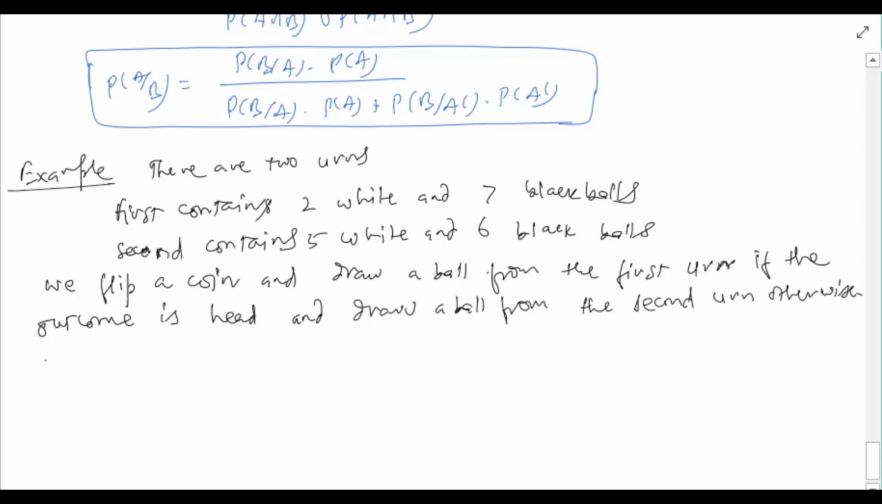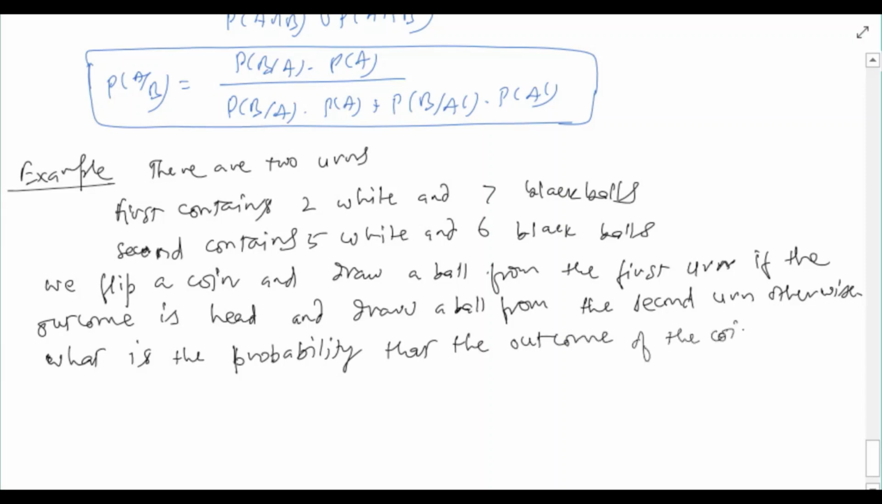We are interested in the probability that outcome of the toss was head given that a white ball was fetched. What is the probability that the outcome of the coin toss was head given that a white ball was fetched?